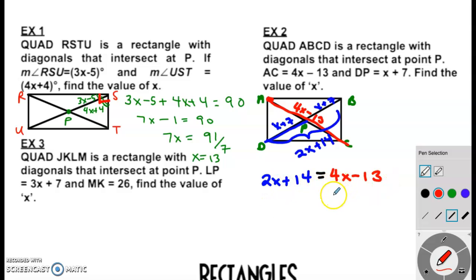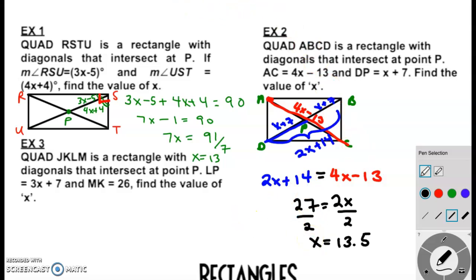So I would subtract the 2x over, and I would get a 2x. I would add the 13 over, so I would get a 27, and then we would divide by 2, and so I would get x is 13.5.